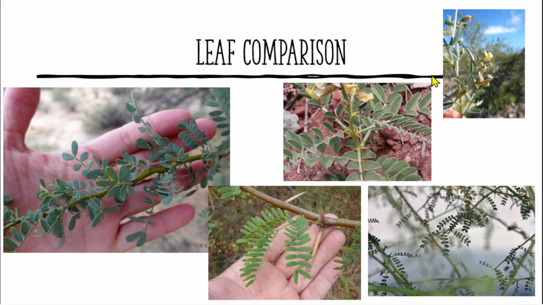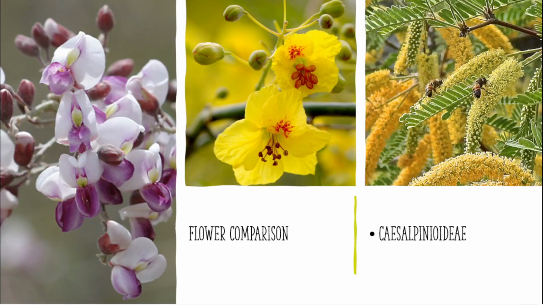The brush pea is the exception of this group. It has a little set of three leaves. And the ironwood, mesquite, and the palo verde are the ones that actually look the most alike here, and that is due to them living in the same environment. But if we look at the flowers, their flowers are quite different.